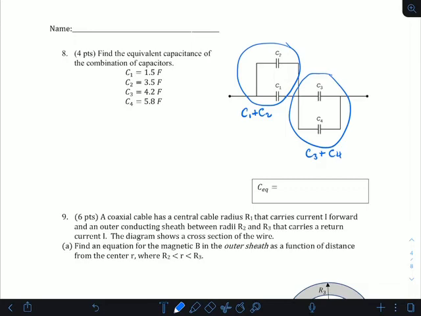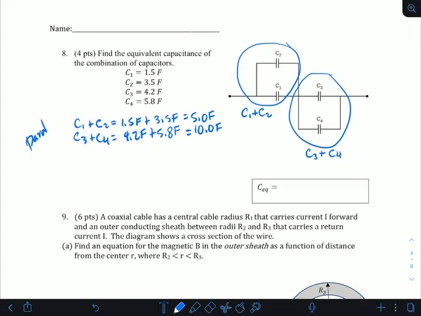If we do that, C1 plus C2 is equal to 1.5 farads plus 3.5 farads, which we get 5. And then C3 plus C4, 4.2 plus 5.8 farads, is equal to 10. So we have those two, and then we're going to add those inversely. These were the parallel capacitors.